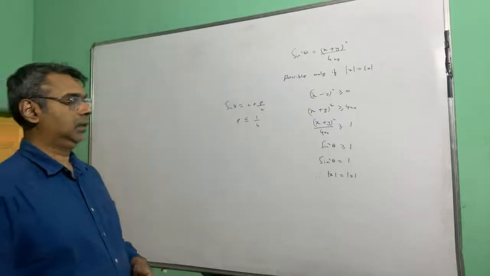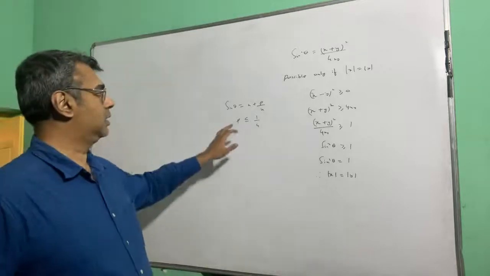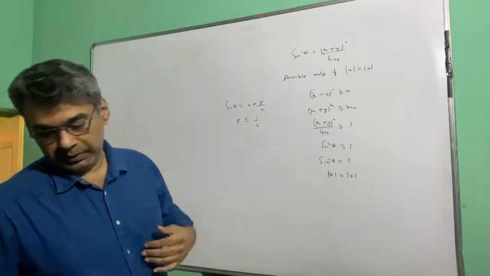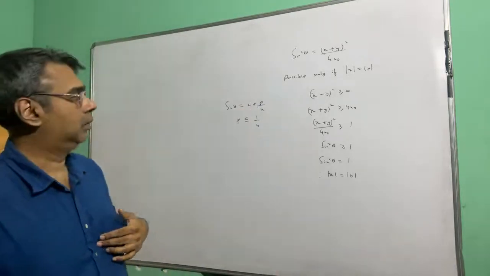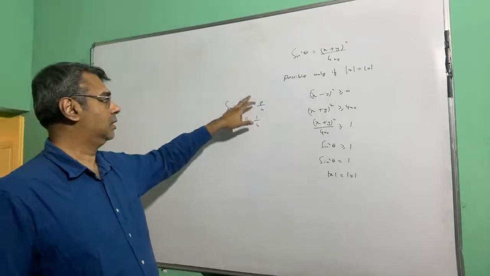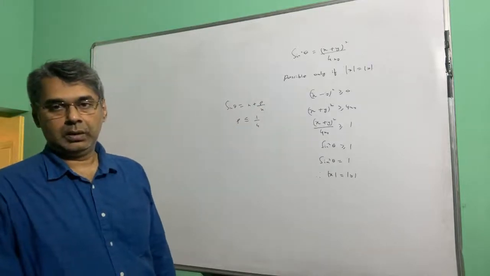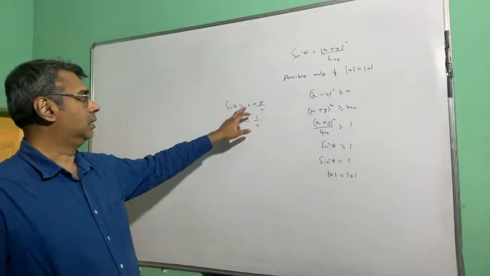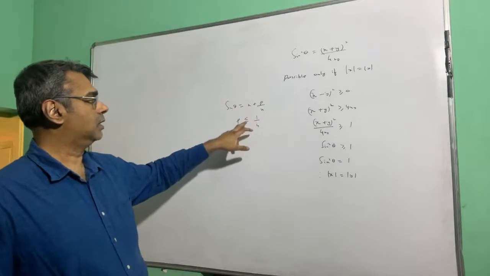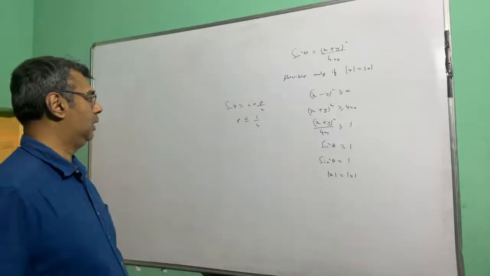Okay, the next question is that there is one equation, sinθ = x + p/x. You have to say that this equation is possible only when p is less than or equal to 1/4.